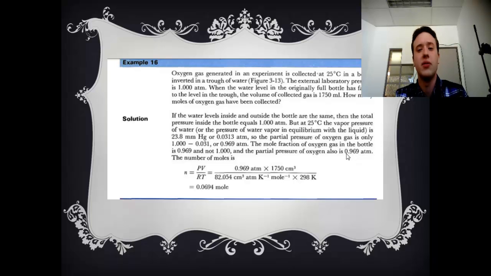When the water level in the originally filled bottle has fallen to the level in the trough, the volume of the gas is 1,750 milliliters. How many moles of oxygen gas have been collected?